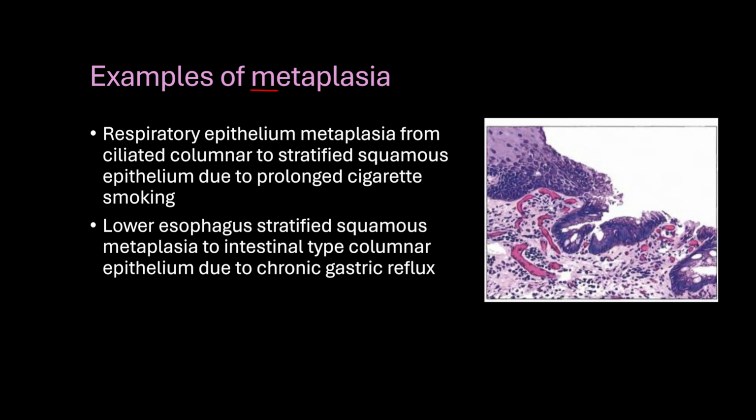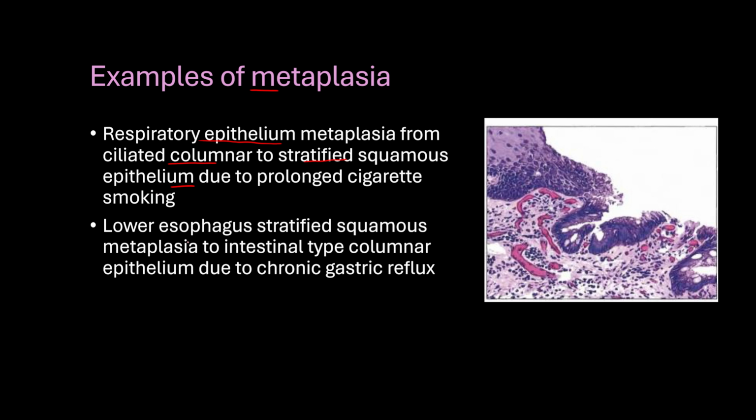Examples of metaplasia include the respiratory epithelium metaplasia from ciliated columnar to stratified squamous epithelium due to prolonged cigarette smoking. Now, cigarette smoke acts as a noxious chemical that would harm the ciliated columnar epithelium. In that case, this epithelium will undergo metaplasia to stratified squamous, which is a tougher epithelium, and it will be able to handle the cigarette smoking well. But this will lead to the loss of the mucus secretion and the ciliated clearance of mucus. So it will lead to the loss of protective mechanisms of the respiratory system.